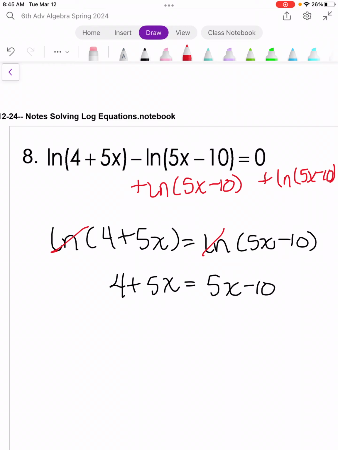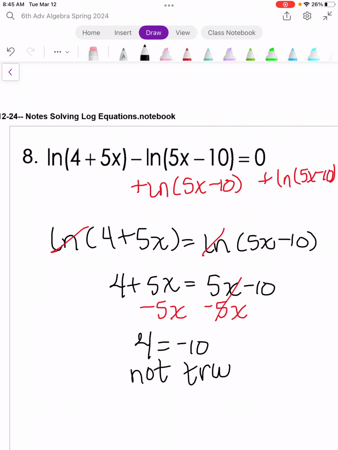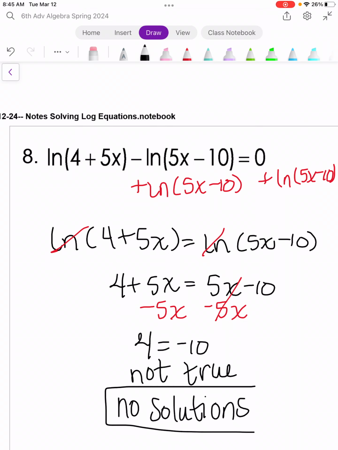And I solve. I'm going to get all the x's on one side, so I subtract 5x, and I end up with 4 equals negative 10. Well, that's not true. That's not a true statement. 4 doesn't equal negative 10. Because that's a not true statement, there are no solutions here. If it was, let's say, 4 equals 4, that would mean there was an infinite number of solutions, so all real numbers would work.